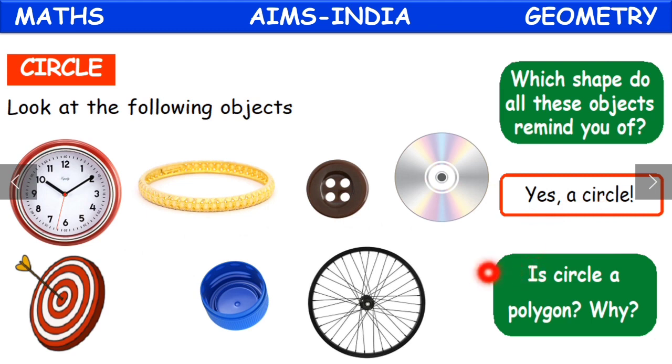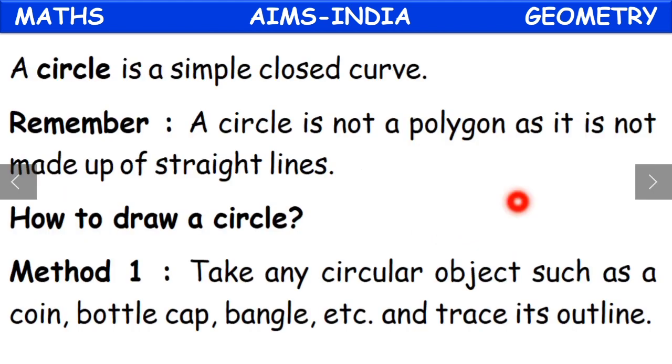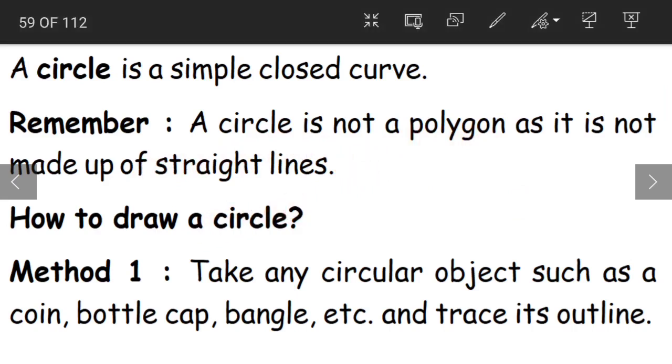Now, can a circle be called a polygon? If yes, why? And if not, why? We have to give our reason as well. Now, this circle is not a polygon. Why? Because remember, a circle is not a polygon as it is not made up of straight lines.